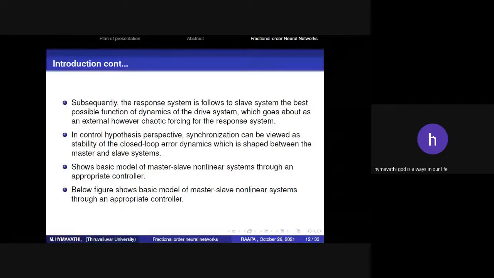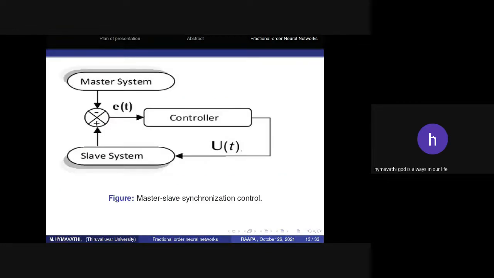In a synchronization system, the response system is balanced to a slave system, following the dynamics of the drive system. Below is the basic model of the master and slave system of a nonlinear system with an appropriate controller. If you observe the diagram, the master system and slave system are there. If we subtract both, we get the error system, and we can add a controller to it. The figure shows this.